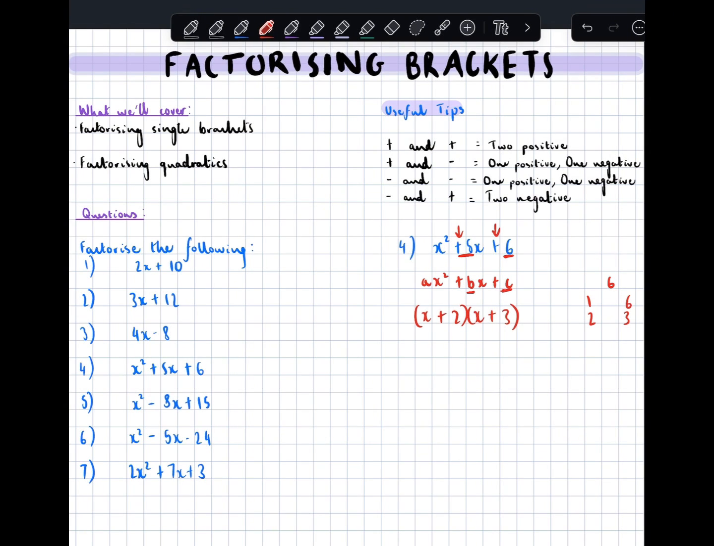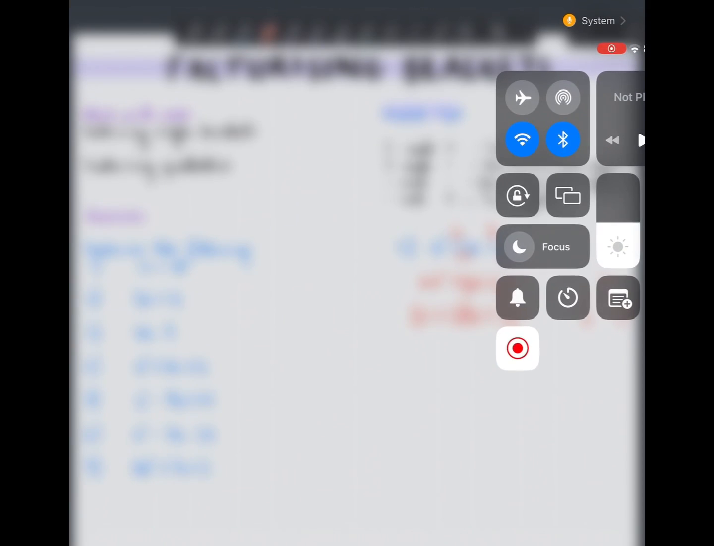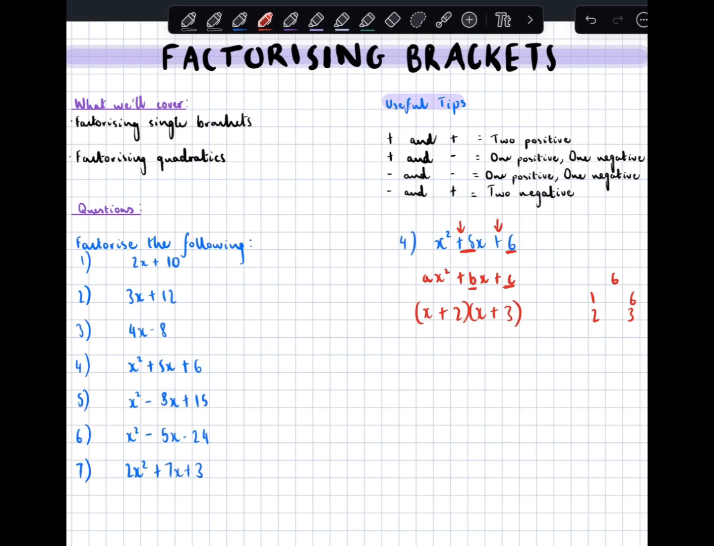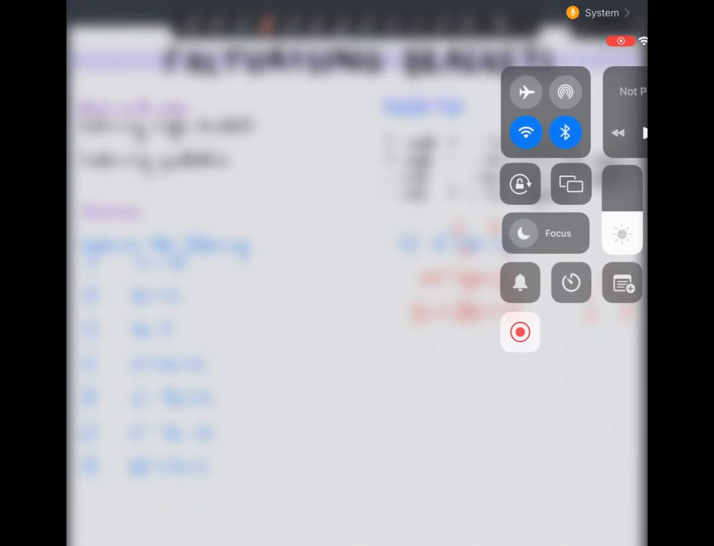Now again, you can expand this just to double check that your answer is correct, but as of the time of recording, I haven't gone through expanding brackets just yet, so I won't be going through that. So therefore, x plus 2 times x plus 3 will be your final answer, as shown.